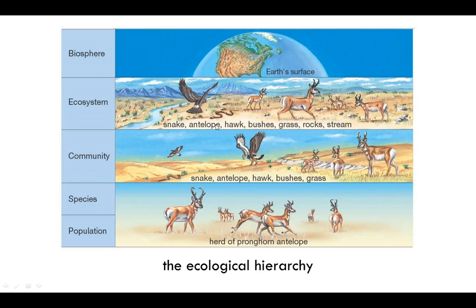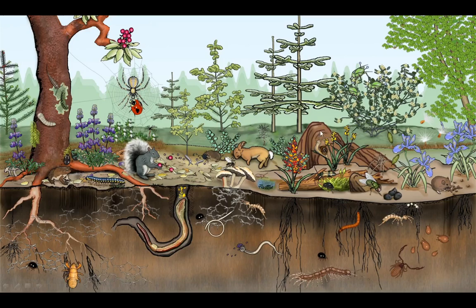The ecosystem, the next level up here, includes the community, but it adds in the environment. So you can see that rocks and the stream are part of the ecosystem. Okay, so that's the difference between a community and an ecosystem. An ecosystem includes the environment. Let's look at an example here.